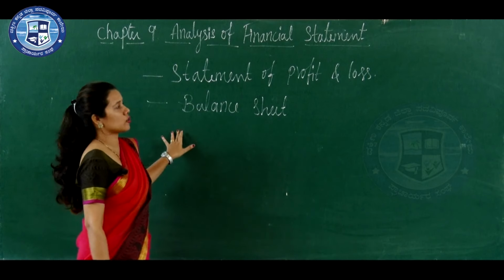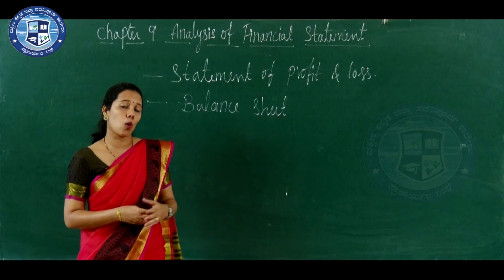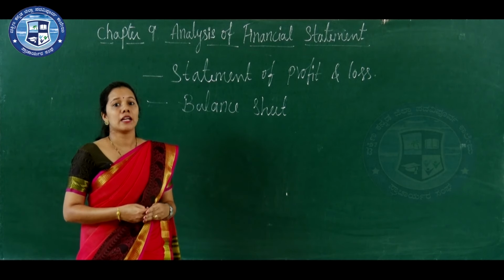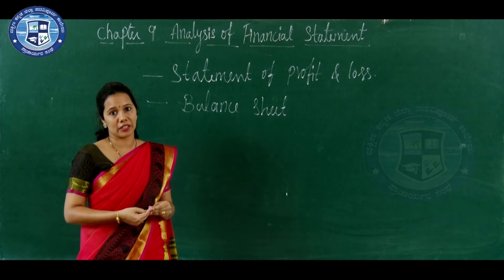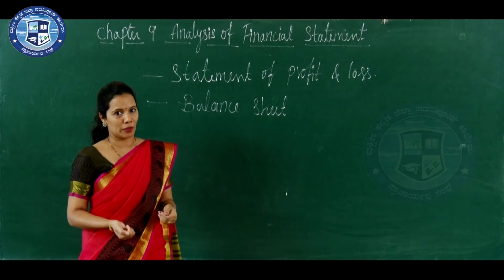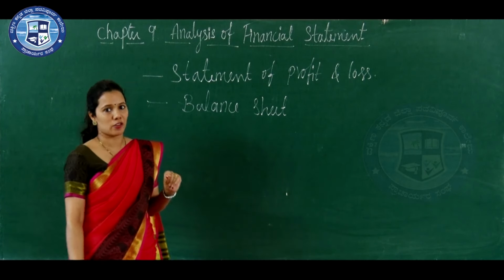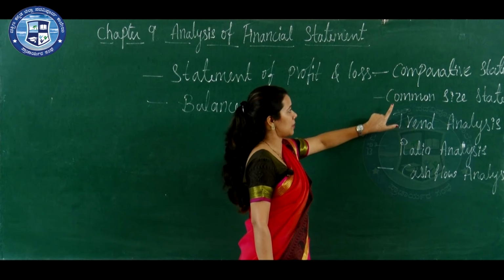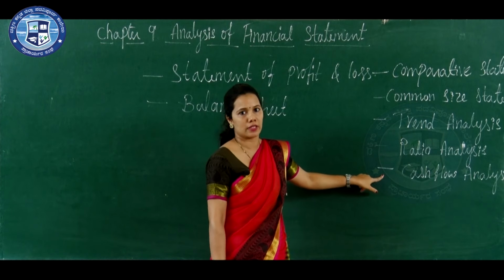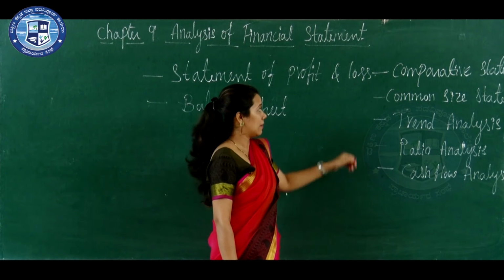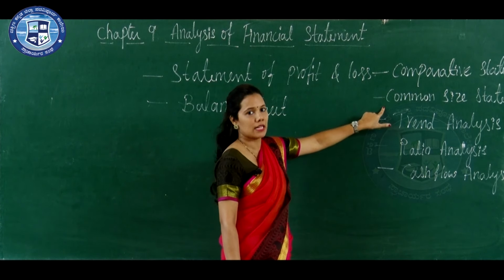So, analysis of financial statement is important for various parties. I can also say for the stakeholders like owners of the business, investors, creditors, tax authorities, public and so on. We use different tools in order to analyze financial statement: comparative statement, common size, trend analysis, ratio analysis and cash flow analysis. Today I will be dealing with these two tools, that is comparative statement and common size statement.